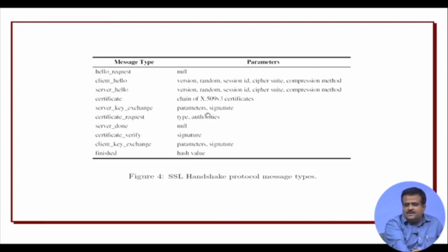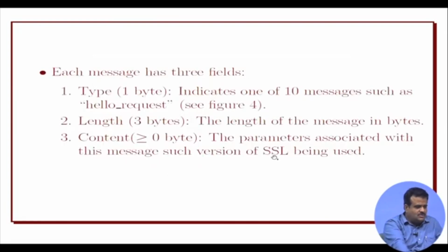Here the parameters are basically parameters and the signature, and certificate request is basically type and authorities, and server done has no parameter. Server verify has the parameter of the signature, and the client key exchange is basically parameter and the signature, and finished is basically the hash value. So, we will have the hash value. So, this is basically 10 message types.